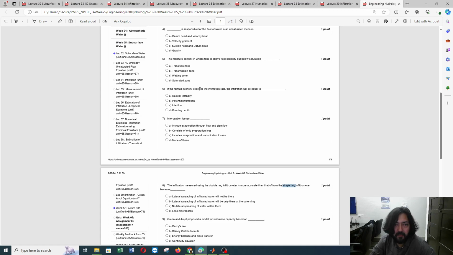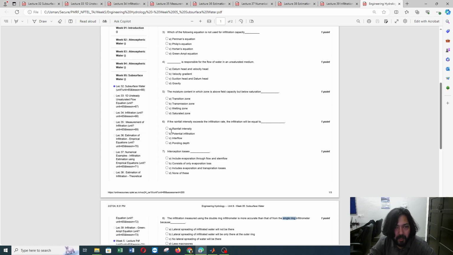What will happen if the rainfall intensity exceeds the infiltration rate? The infiltration will become equal to the infiltration capacity. So we know there are two cases. If you recall those two cases, you will be able to answer question 6. Then they are asking: the moisture content in which zone is above field capacity but below saturation?